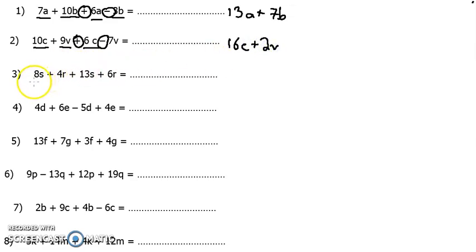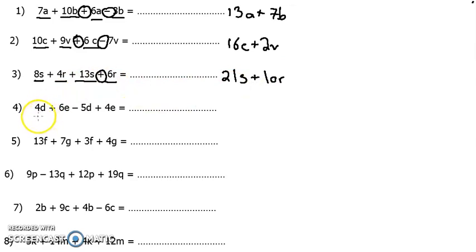Okay, next one. 8s plus 13s. Both these symbols are the same, so 13 plus 8 is 21s. And then you've got your 4r and your 6r. This has gone back to a positive, so we just have a positive 10r.